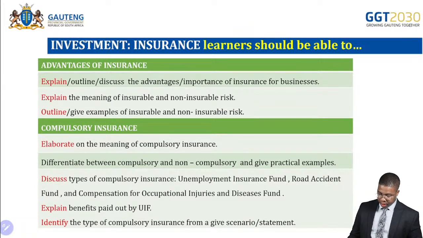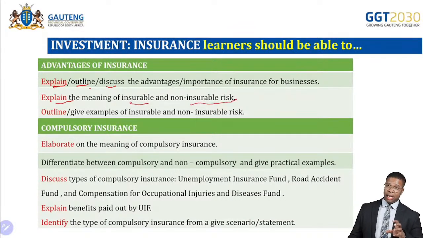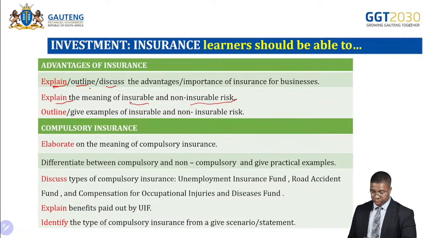The questions that can be assessed there are for you to know how to explain, discuss or outline. So either they say explain, outline, or discuss, you should know that you respond in the same way. You just provide the advantages of insurance. And then also explaining the meaning of insurable and non-insurable risk. There the focus is for you to know what can be insured and what cannot be insured.